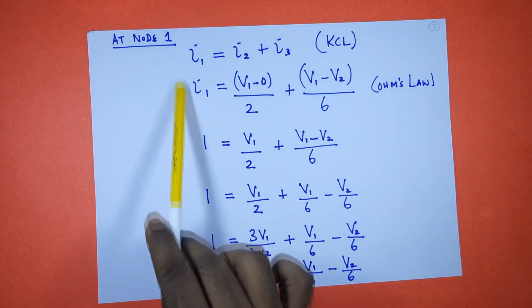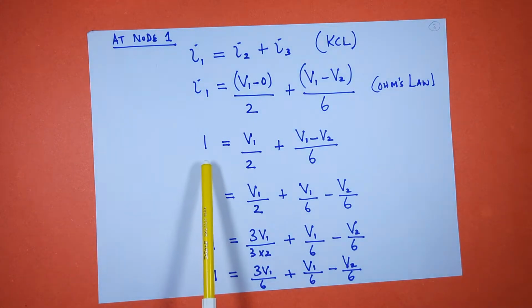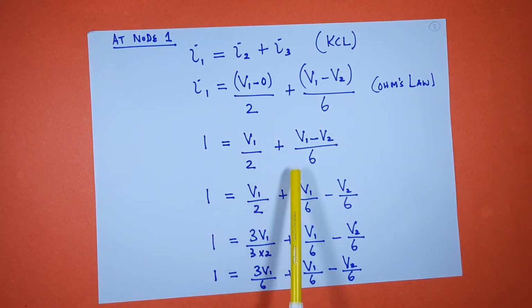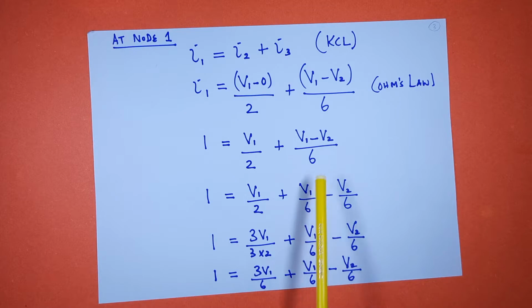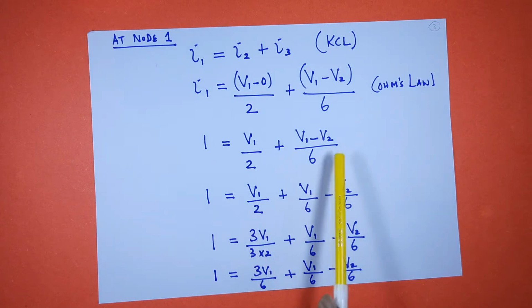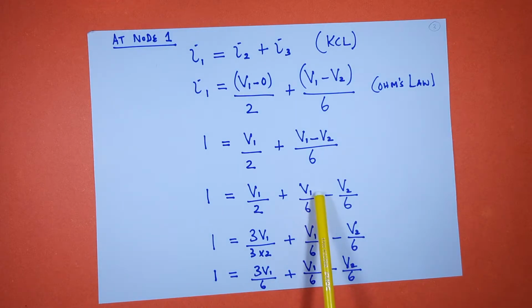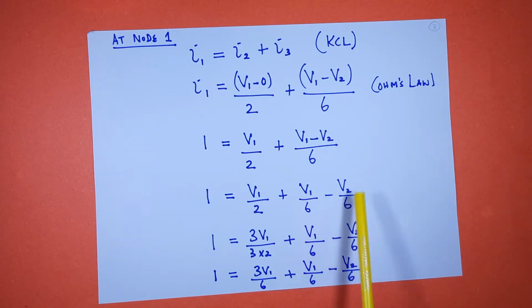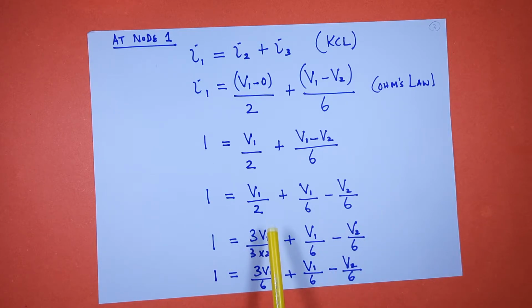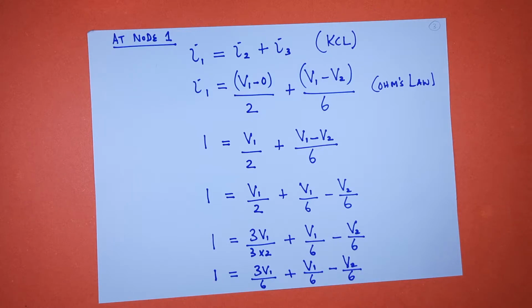So I1 is 1 ampere already given, 1 equal to V1 by 2 plus V1 minus V2 divided by 6. 1 equal to V1 by 2, I separate this, plus V1 divided by 6 minus V2 divided by 6. 1 equal to, I multiply and divide by 3, the first term. 3V1 divided by 3 into 2 plus V1 divided by 6 minus V2 by 6. So 1 equal to 3V1 divided by 6 plus V1 by 6 minus V2 by 6.